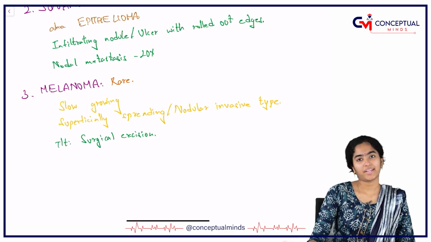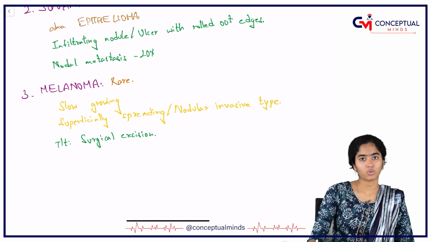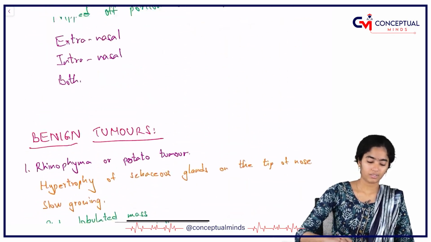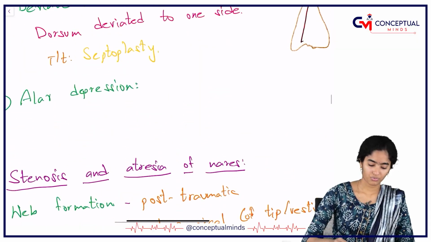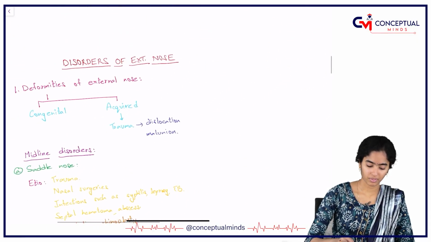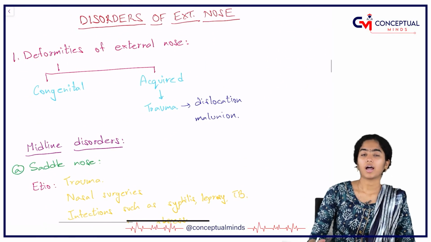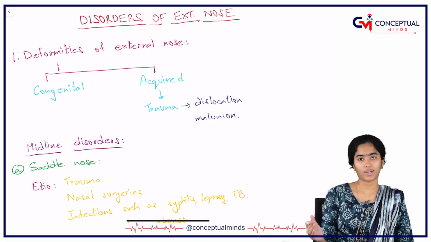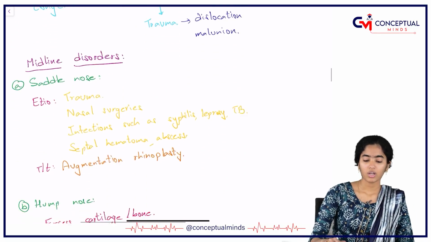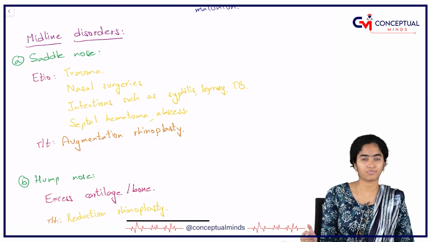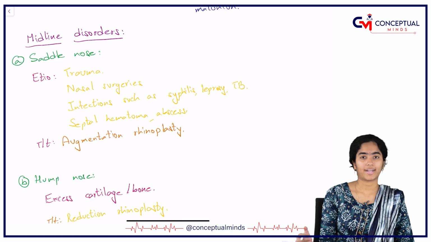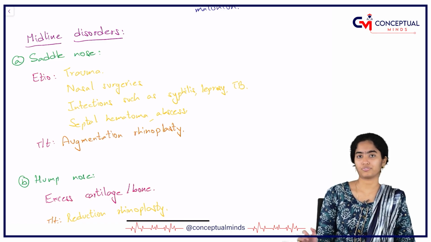So with this, I complete all the disorders of external nose. Let me very quickly brush them up for you again. So first we have deformities. Under deformities, congenital and acquired mostly because of trauma. So we can learn them under two headings, midline deformities and lateral nasal deformities, and finally one more variety, stenosis and atresia of the nares.